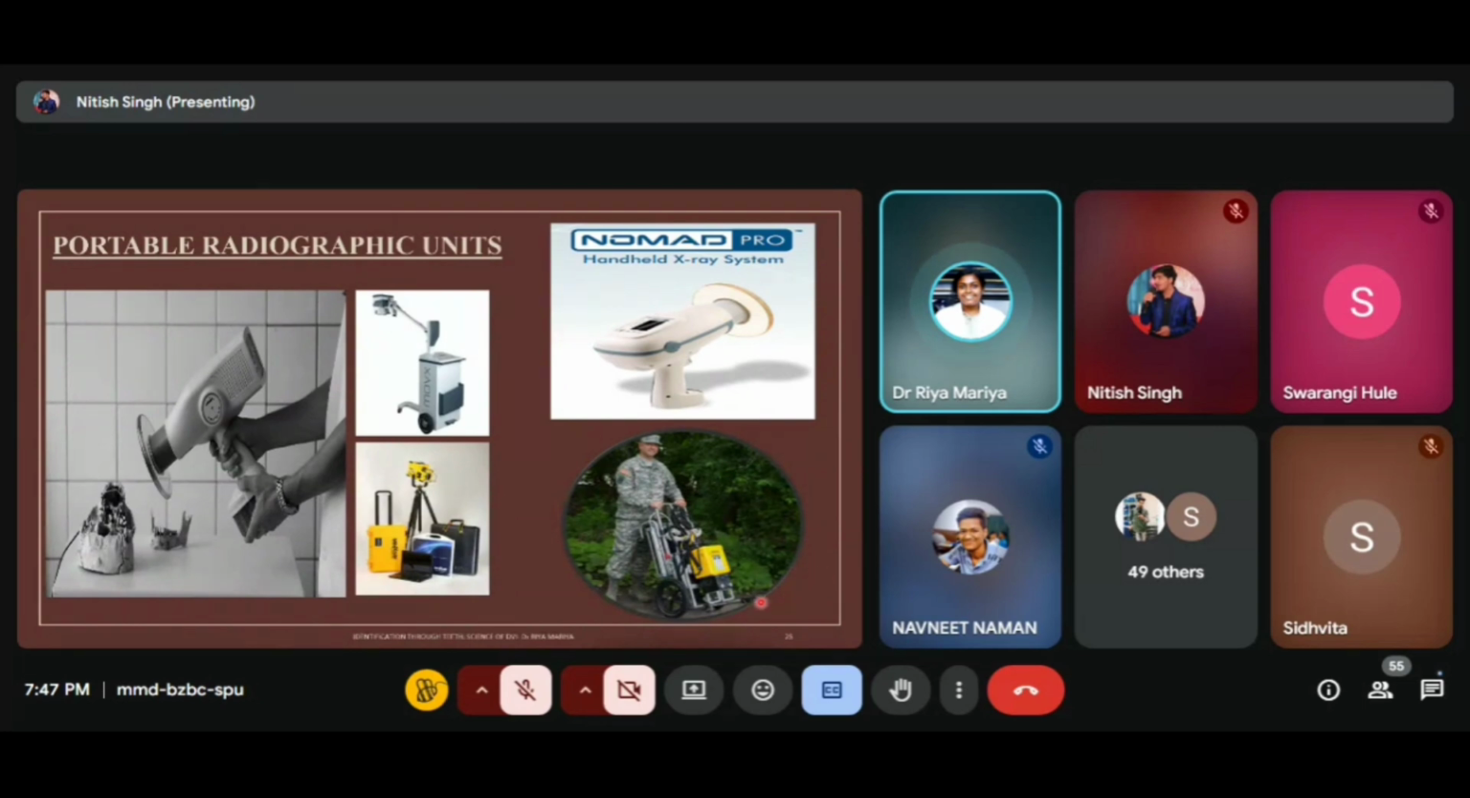This Nomad was very useful in the 2004 tsunami. In the 2004 tsunami, these handheld X-ray devices played an important role in identification. Okay, and the second, Nomad Pro, is also there. That is a much more advanced version. Then the rest of the three images show portable X-ray units belonging to Min X-ray. That's just the company name only, Min X-ray.